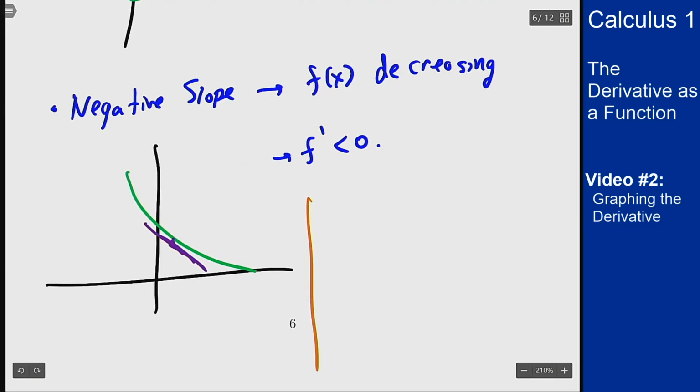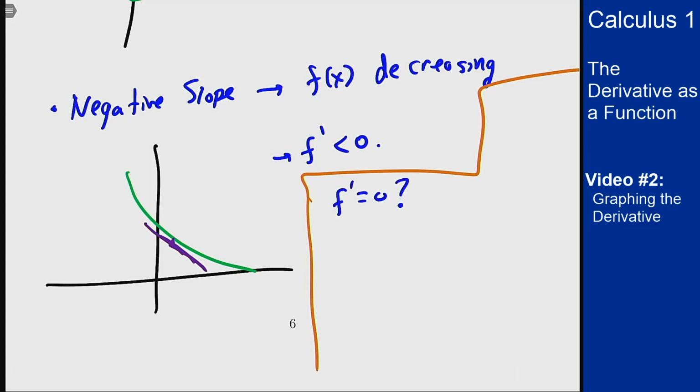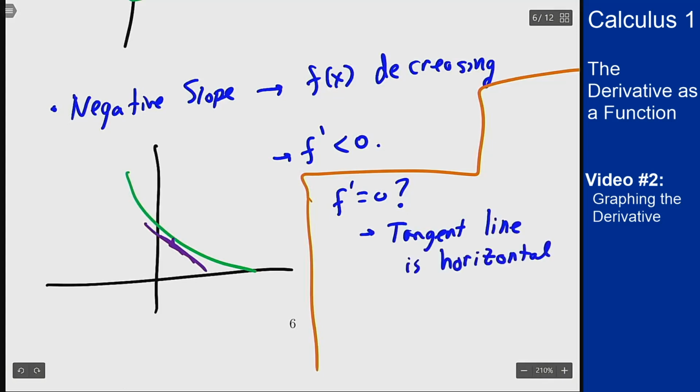As a third component, how could I locate places where f prime is 0? Well, if f prime is 0, that means my tangent line is horizontal. So I can look for places on the graph where the tangent line is horizontal, namely points like this up here that have a horizontal tangent, or down here that have a horizontal tangent, and those will tell me where my derivative function should be 0.